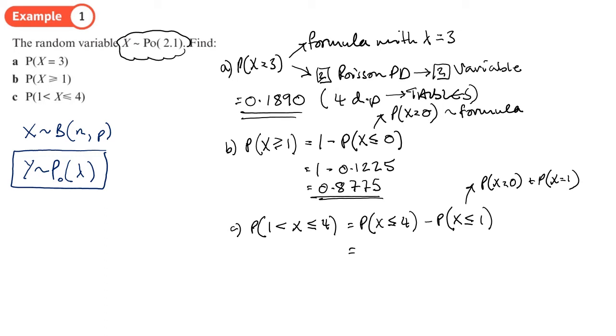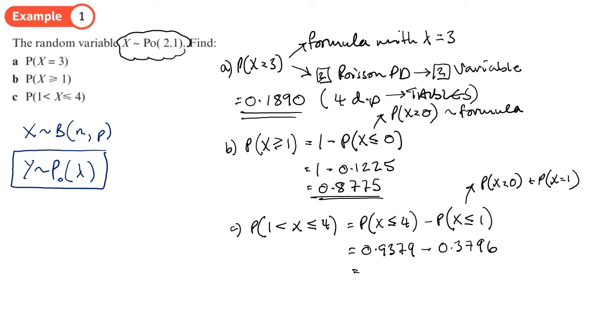So if I now go back to my distribution, down arrow, I'm going to go to Poisson CD now, and it's a variable. So I find a probability up to 4, x is 4, lambda is still 2.1, and that is 0.9379, rounded to 4 decimal places, minus the probability of 1, so I'll just press AC and I can change x to 1, and that's 0.3796 to 4 decimal places.